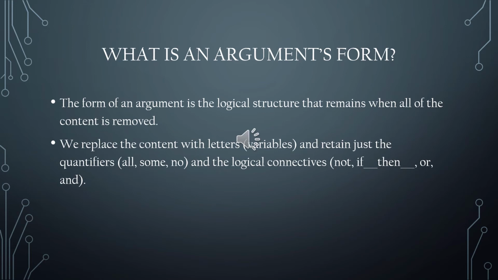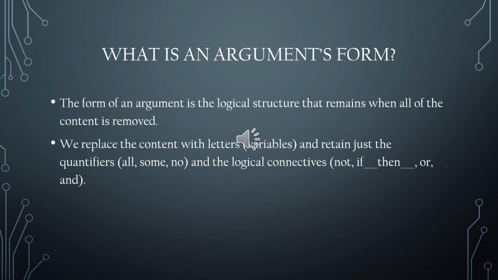So as we were talking about earlier, the key in truth preservation is the argument's form. I want to talk just a little bit more about what that concept means and then give you an example and then show you how we use it in our third test of validity. So the form of an argument is the logical structure that remains when we get rid of all the content.